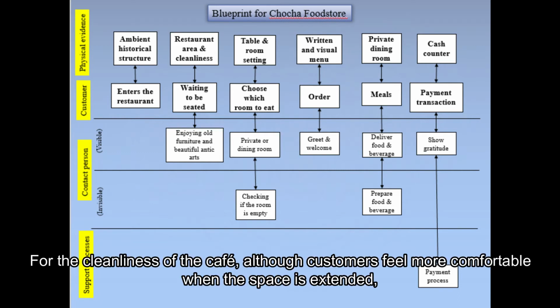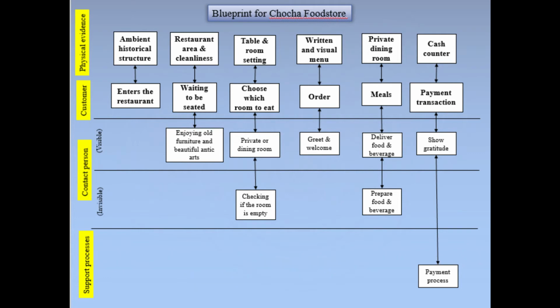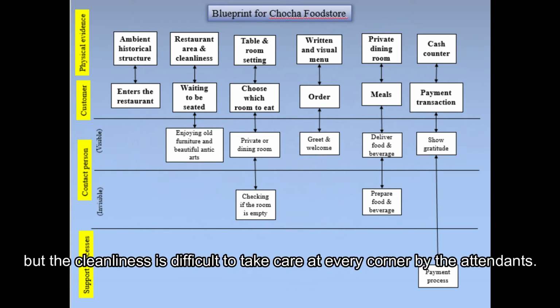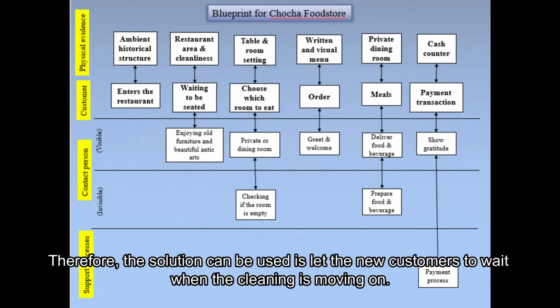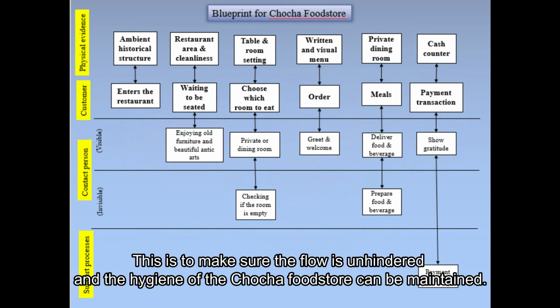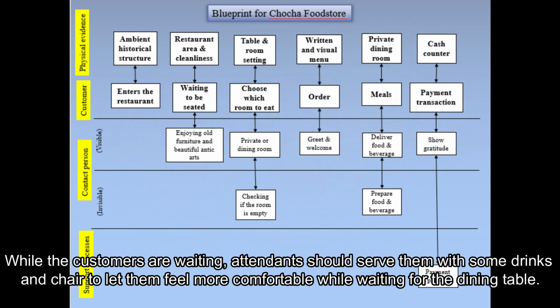For the cleanliness of the cafe, although customers feel more comfortable when the space is extended, it is difficult for the attendants to take care of every corner. Therefore, the solution is to let the customers wait while the cleaning is going on. This is to make sure the flow is unhindered and the hygiene of Chocha food store can be maintained. While the customers are waiting, attendants should serve them some drinks and chairs to let them feel more comfortable while waiting for the dining table.